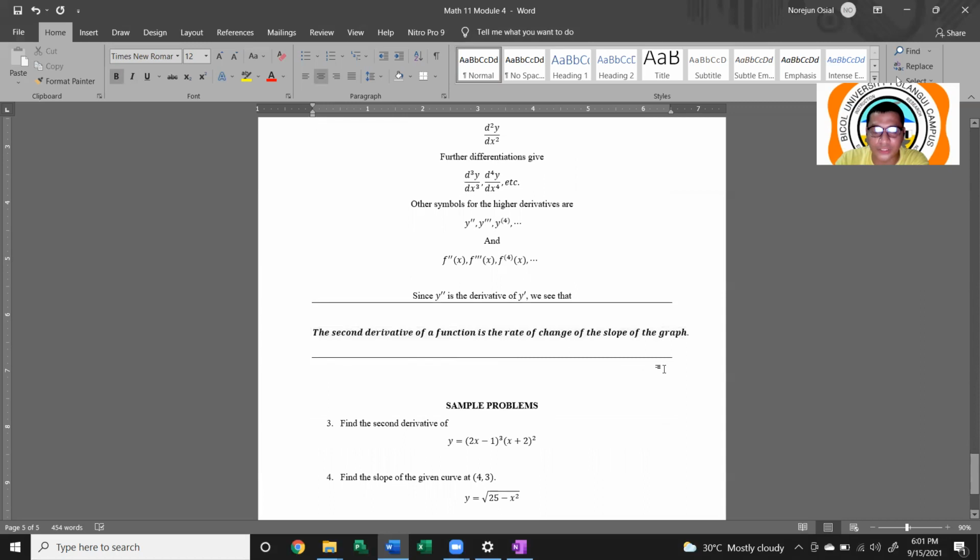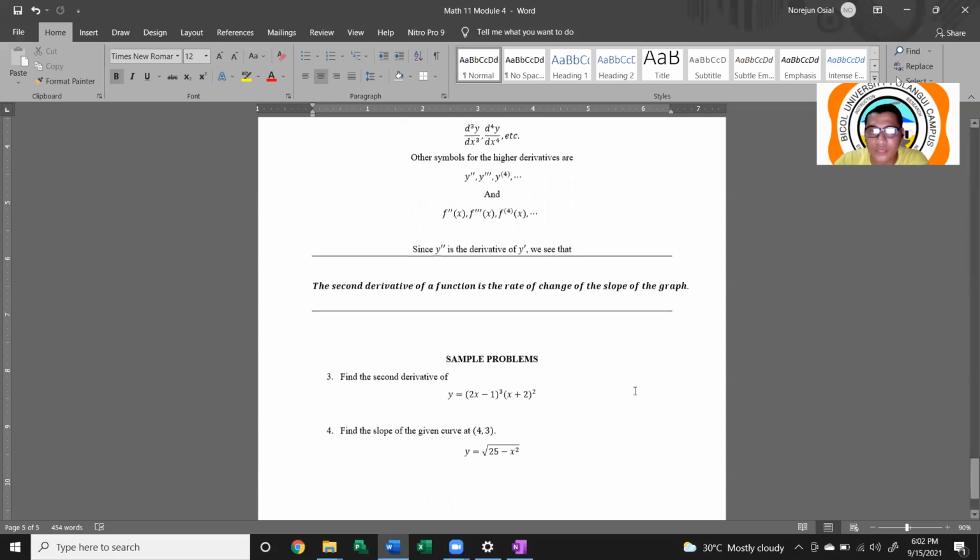Later on, as we discuss curves, we will solve for the maxima, minima, and the points of inflection. We will apply the first and second derivative to solve those properties of curves.